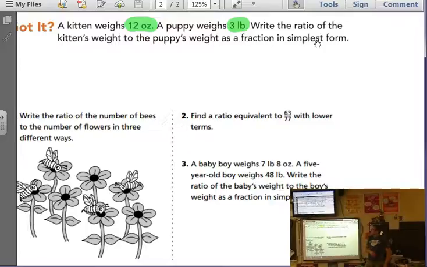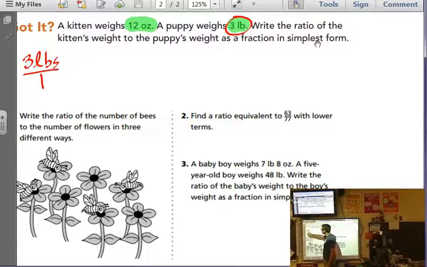If a kitten weighs 12 ounces and a puppy weighs 3 pounds, do we have the same units? No. Which unit is smaller? Ounces, right? Anyone know the conversion of how many ounces are in a pound? 16 ounces. It is 16. So we want to take our pounds and convert it. We start with 3 pounds over 1. We're going to multiply by our conversion factor. Where does pounds belong in the conversion factor, top or bottom? Bottom, so it cancels out, which means that ounces will be on top.